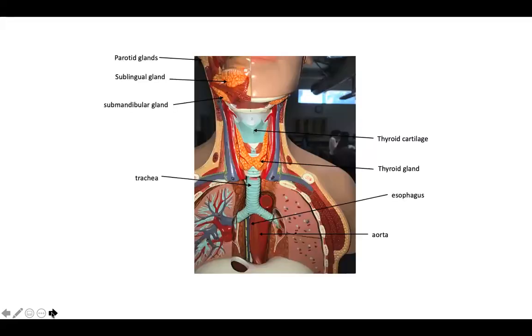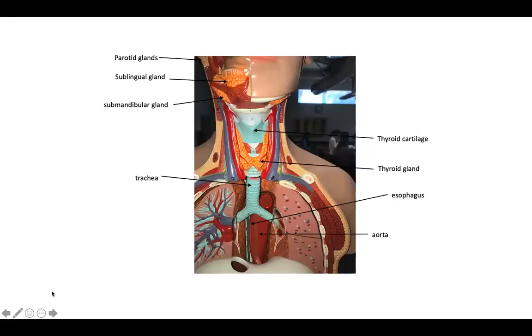Hi everybody. Today's lecture is going to focus on the digestive system anatomy. So we will be looking at some of the models of the digestive system and some of the accessory organs of the digestive system as well.